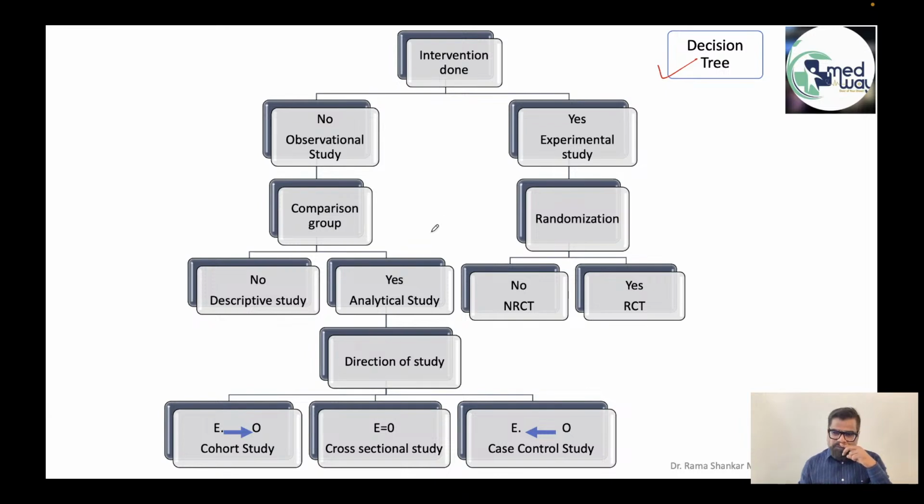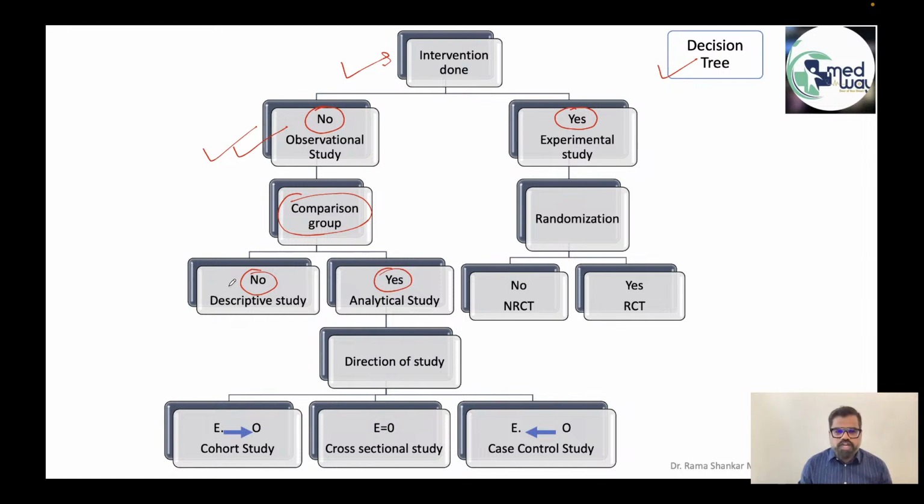This slide will also help you to understand what a decision tree is. You have to take a decision. If I ask you one question, are you going to do any intervention in a study? Your answer can be yes. Your answer can be no. Let's take one part. If you're saying no, I don't want to do any intervention, I only want to observe, then it becomes an observational study. The next question is, are you going to do any comparison? You want to compare between two groups or not? Your answer can be no. Your answer can be yes.